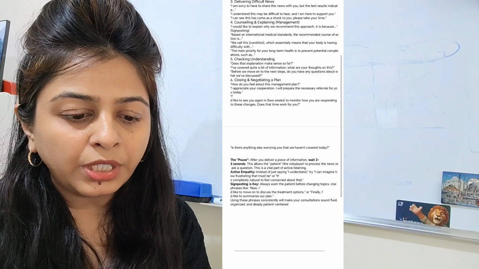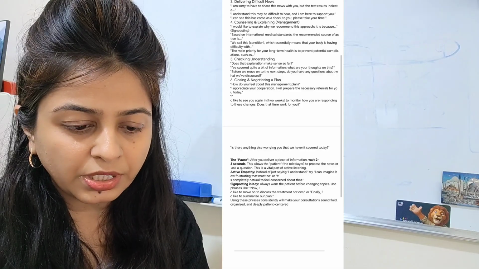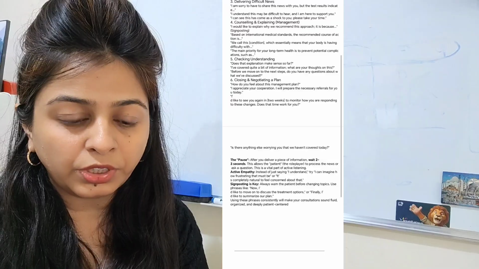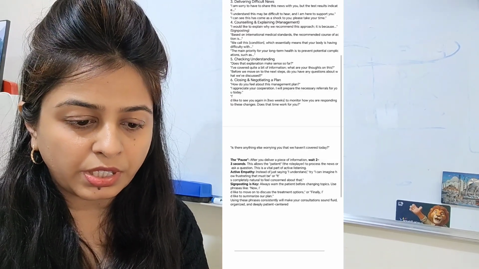Okay. The main priority for your long-term health is to prevent potential complications such as... So if you want to give more information about the complications, then you can use this line.